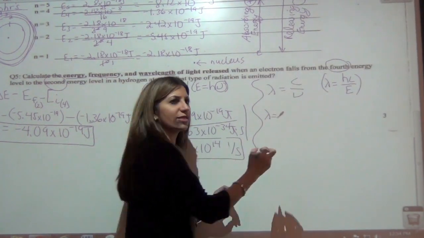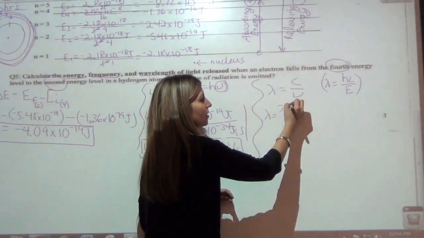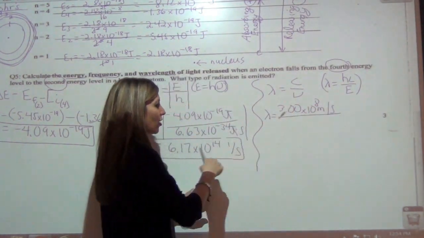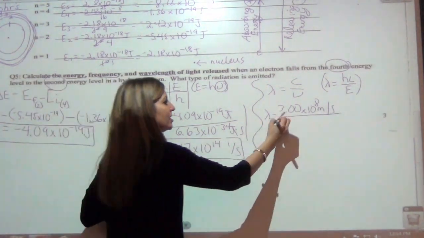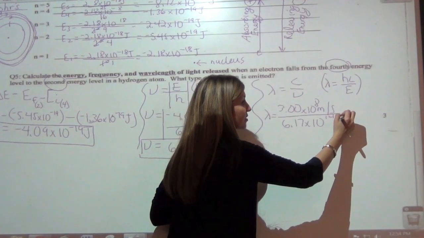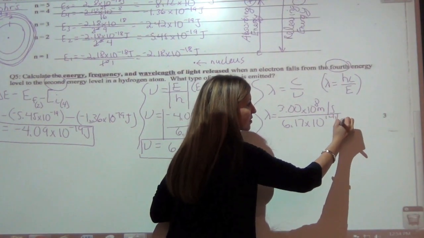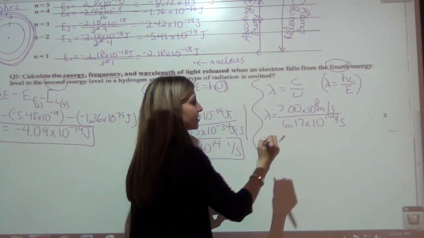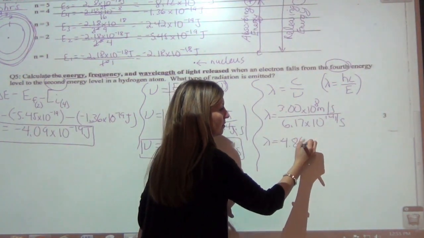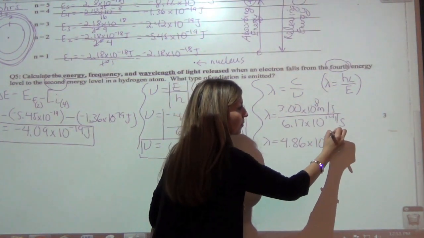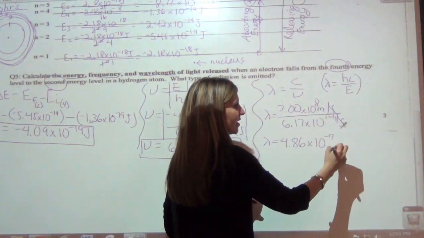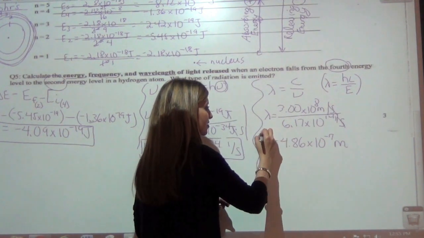It just takes longer, so it's easier to just do this one. So lambda equals c. What's c? 3.00 times 10 to the 8 meters per second divided by our frequency, which we just found here, 6.17 times 10 to the 14th inverse seconds, 1 over seconds, and we get 4.86 times 10 to the negative 7. Our inverse seconds cancel out, and we're left with meters.